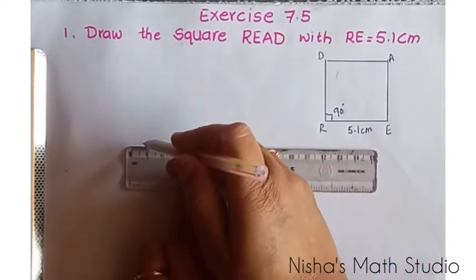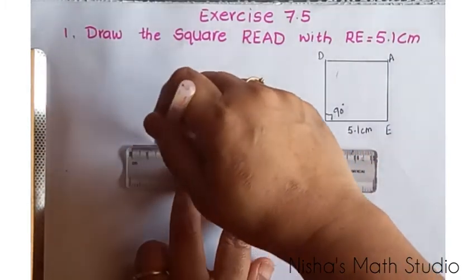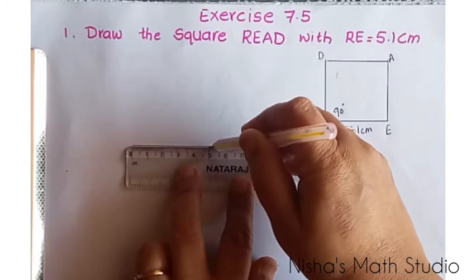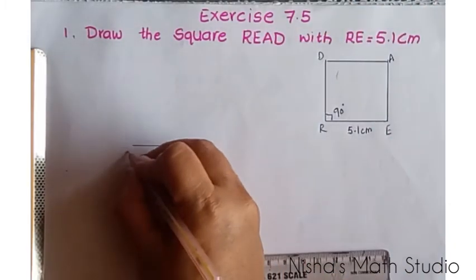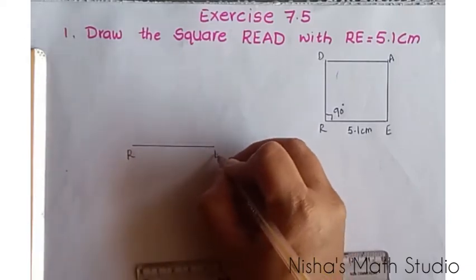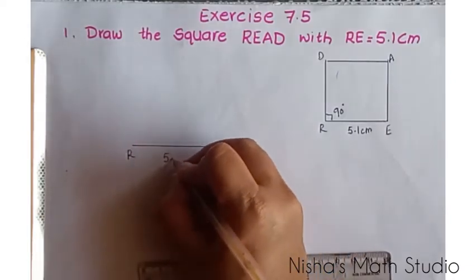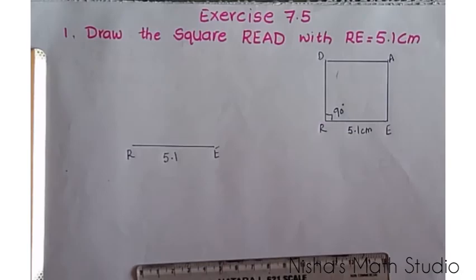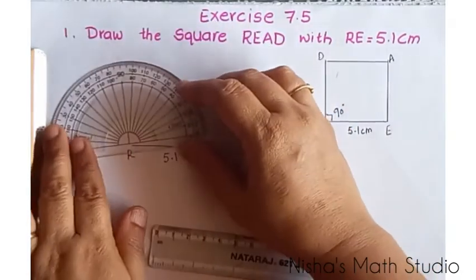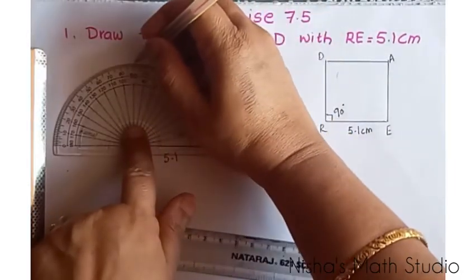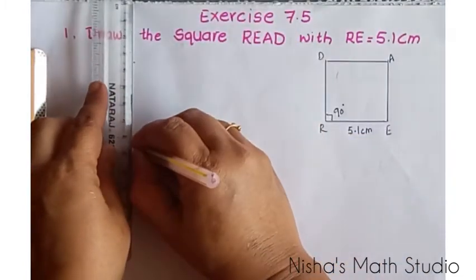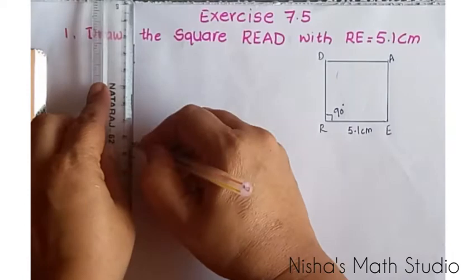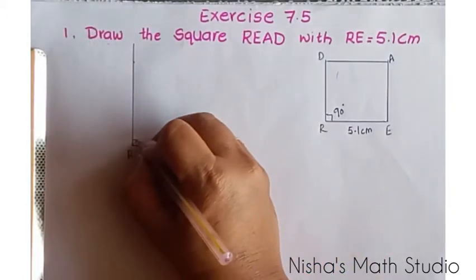First we will draw a line segment of 5.1. Let me name it as RE, which is equal to 5.1. Then we will take an angle of 90 degree. Mark it here. Draw a line segment connecting these 2 points. So this is 90 degree.